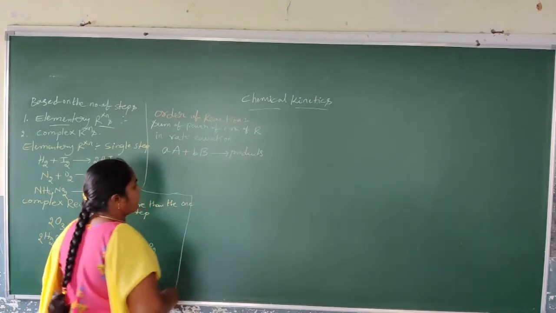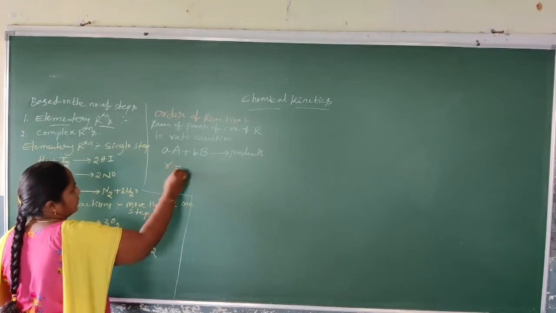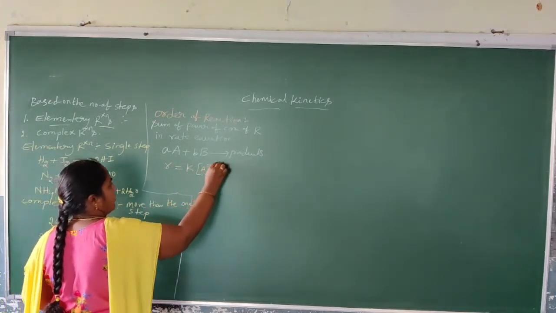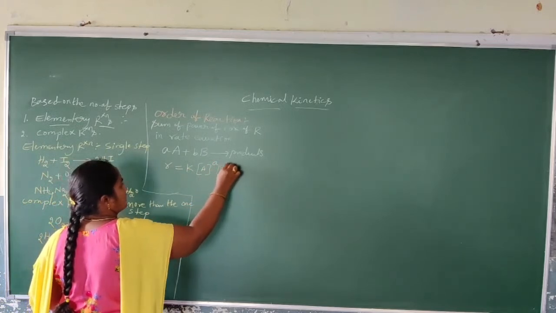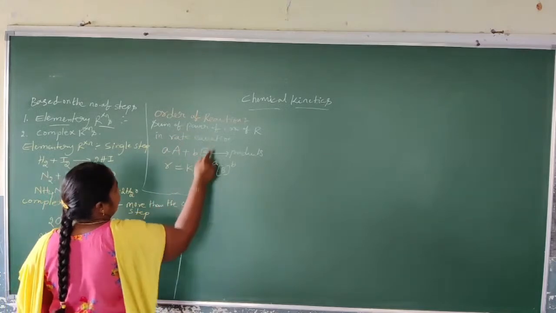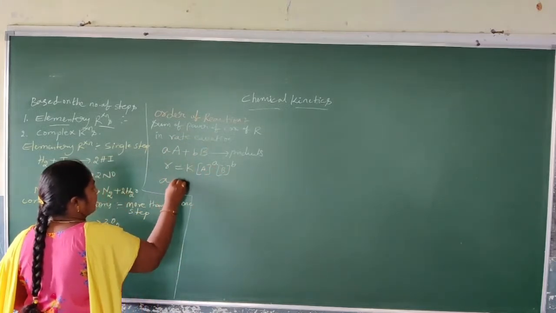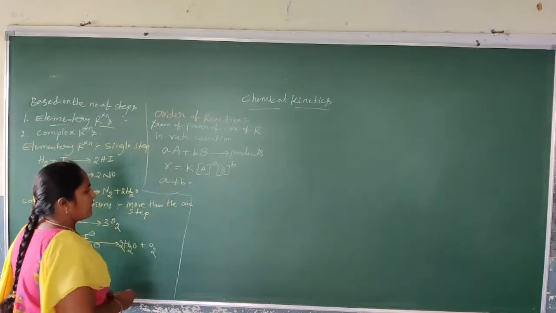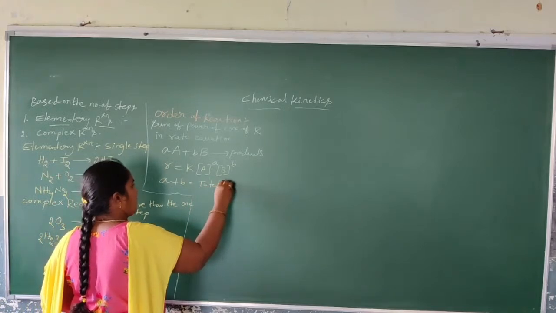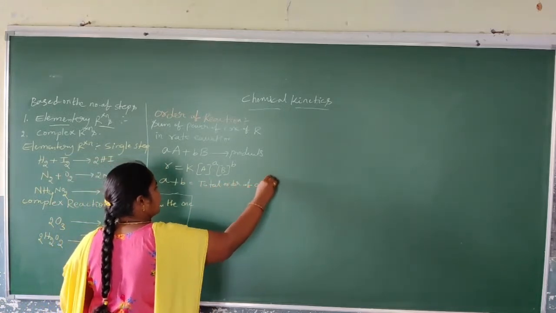For this type of reaction, we can write the rate. Rate is equal to K into [A] to the power of small a, [B] to the power of small b. The sum of the powers, a plus b, is called the order of a reaction. So a plus b here is called the total order of a reaction.